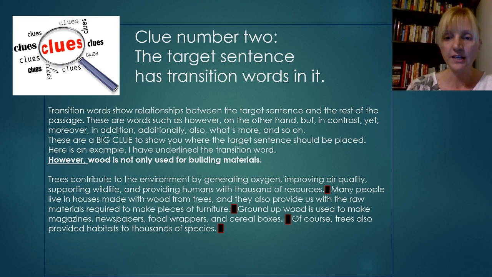Okay, hopefully you picked the second square for this one. However, wood is not only used for building materials because the sentence before talks about building materials, houses, and furniture. Then the sentence after talks about other materials, magazines, newspapers, food wrappers, and cereal boxes. So that's why this best belongs in the second square.